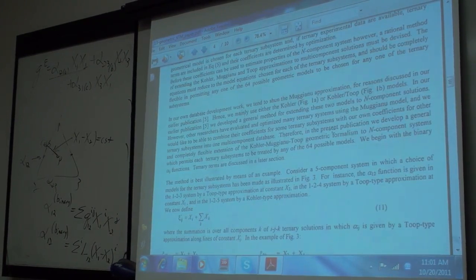Is it possible to separate by region, to use different kinds of models? No, you pretty well have to stick to the whole.